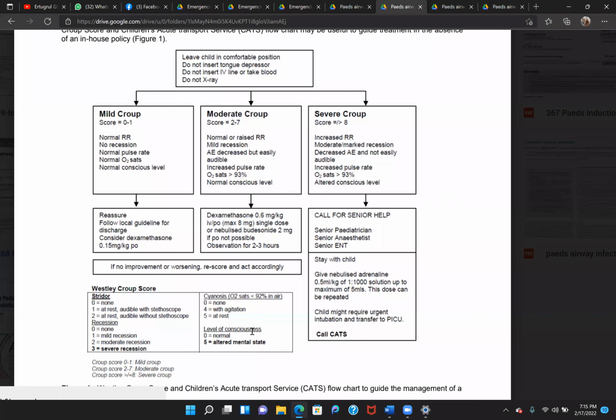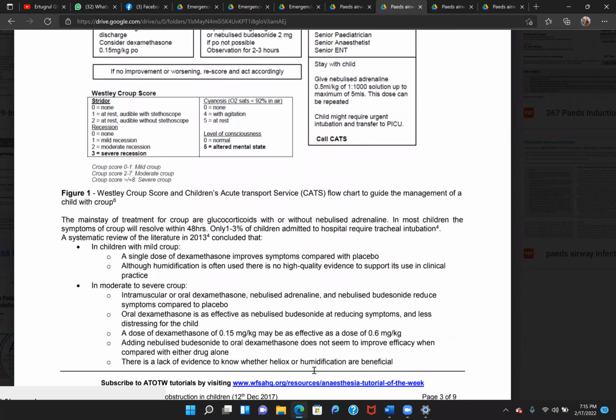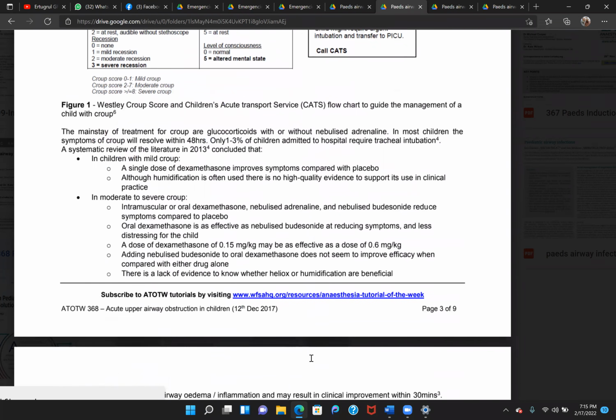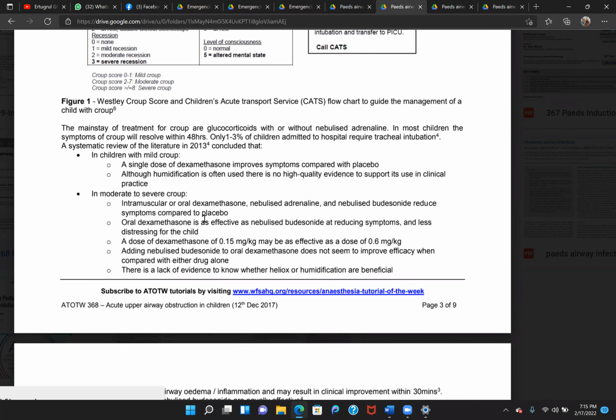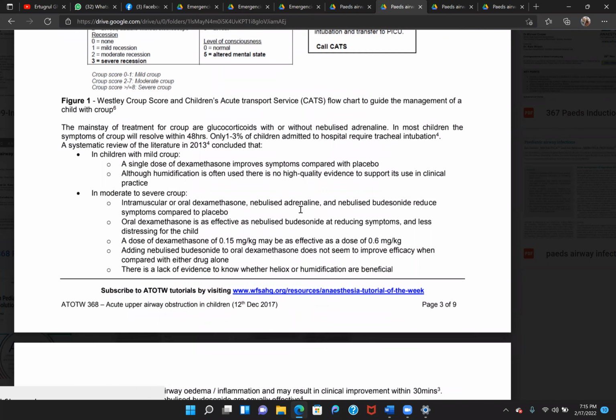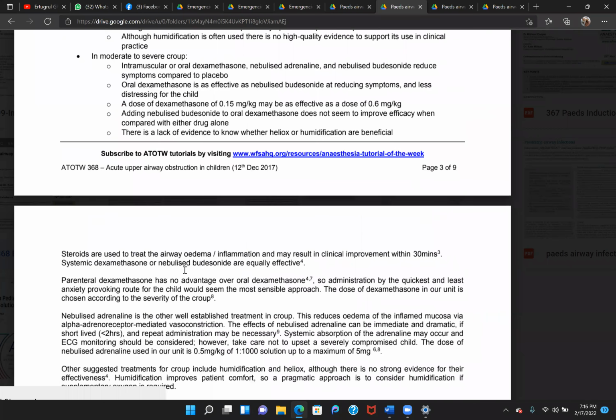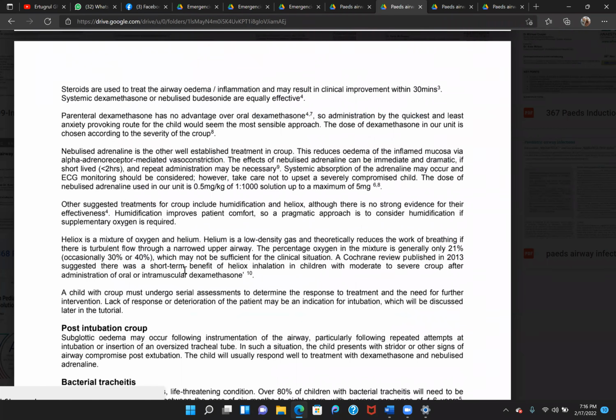It's the same thing with a formal name or formal scoring system. And what else? Humidification of the gases will be something, and just like we discussed, heliox. Nebulized adrenaline, nebulized steroids. These are the things which we have discussed.